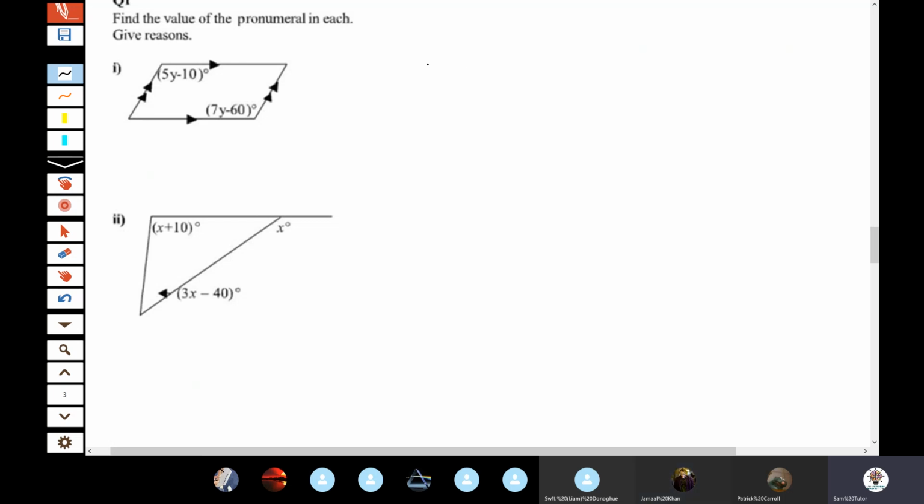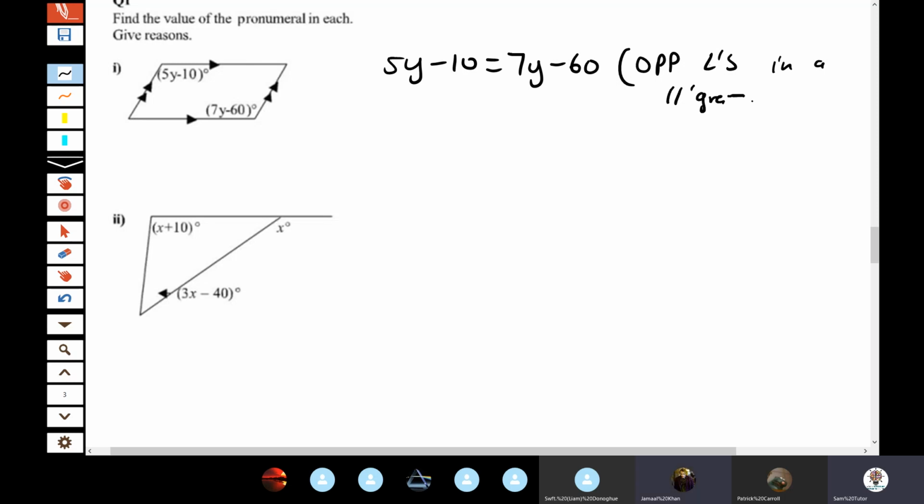So if 5y minus 10 equals 7y minus 60, and then reason, opposite angles in a parallelogram equal. That's just to make things a lot faster for you guys. Cool. All right, go. What do you want me to do?